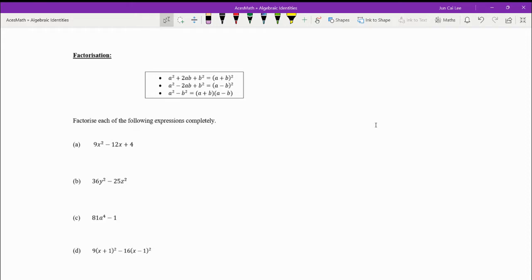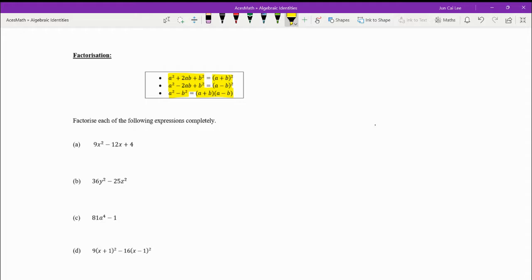So this video focuses more on factorization, and that is where we write the sum a squared plus 2ab plus b squared as a perfect square, a plus b squared. We write a squared minus 2ab plus b squared as another perfect square, a minus b squared. Last but not least, the difference of squares can be factorized as a plus b times a minus b. So we try to write them as products of terms this way.